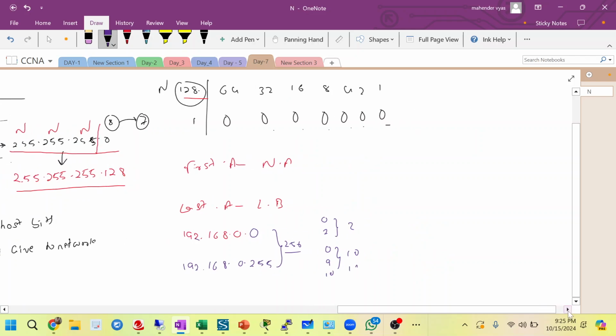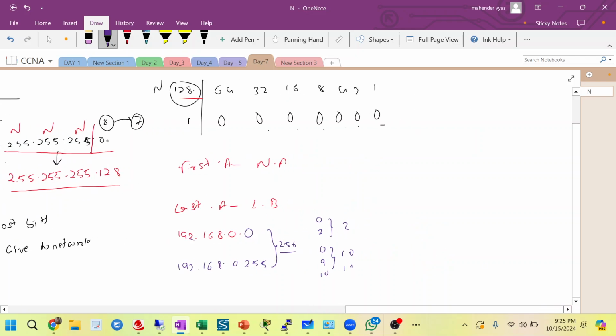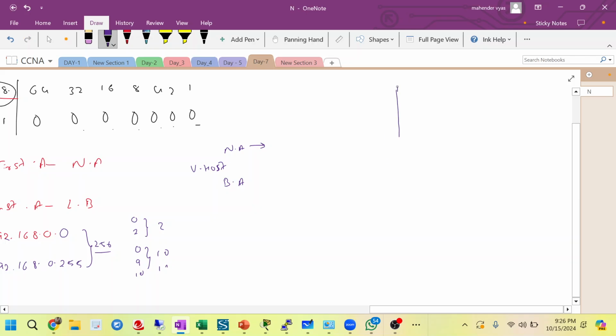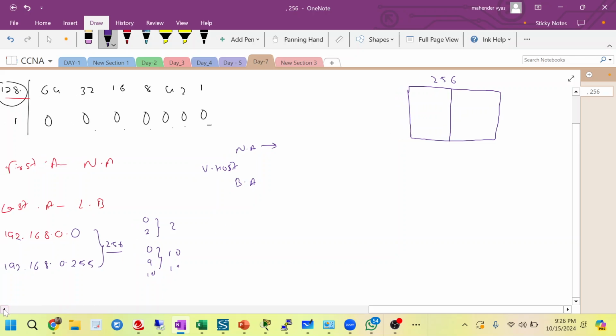But now, after we do changes, our subnet mask changes from 0 to 128. Now we need to figure out what would be our network address, what would be our broadcast address, and what would be our valid host. Valid host means our machines' addresses, what addresses we can use for our machines. So let's see, simply what I am doing, let's take one box. This box we had 256 addresses, okay? I am dividing this 256 addresses into two parts now.